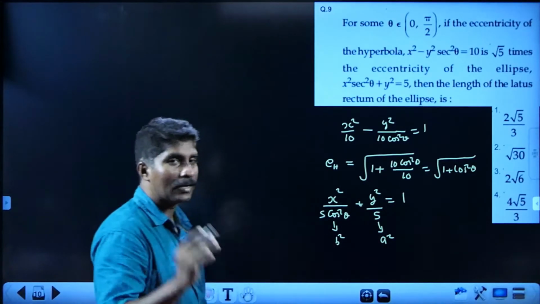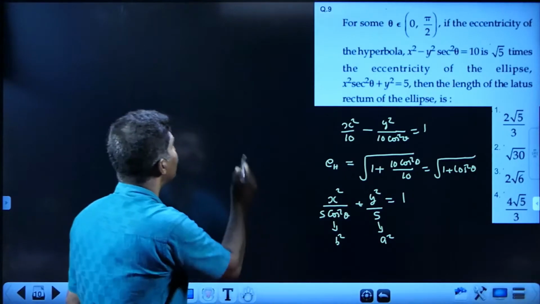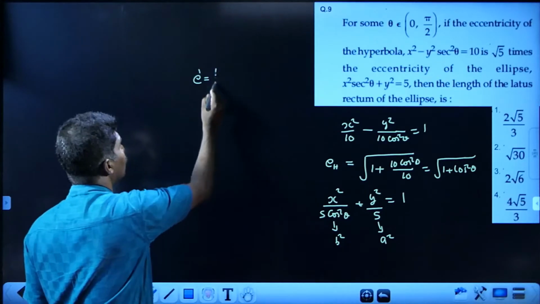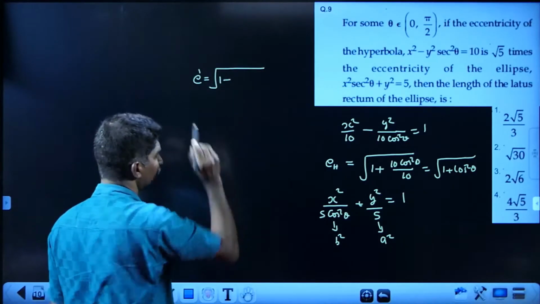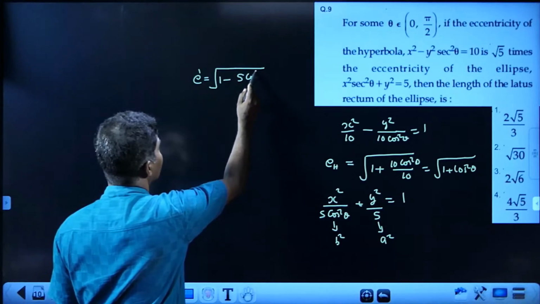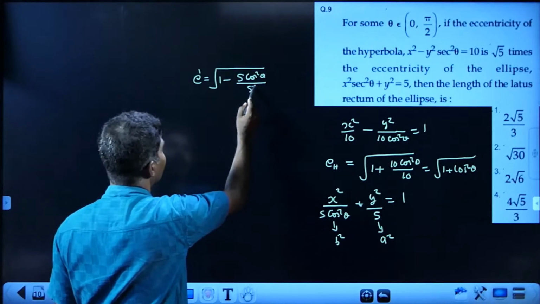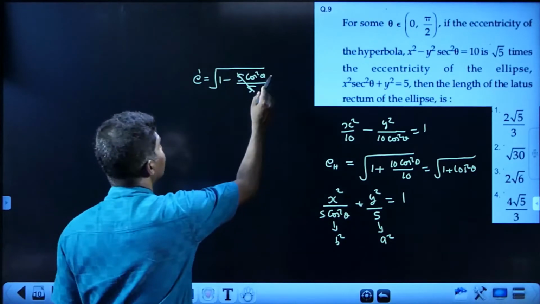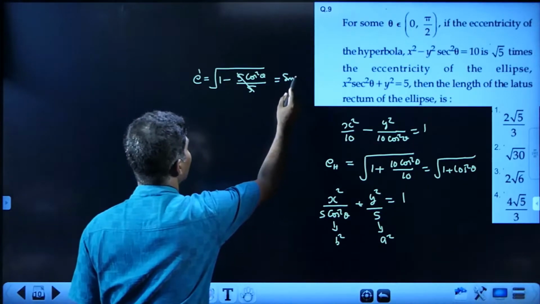Therefore, the eccentricity of the ellipse, let it be E dash. Eccentricity of the ellipse E dash is equal to root of 1 minus B square by A square, that is 5 cos square theta divided by 5. This cancelled. 1 minus cos square theta is equal to sin square theta. This is equal to sin theta. Okay.